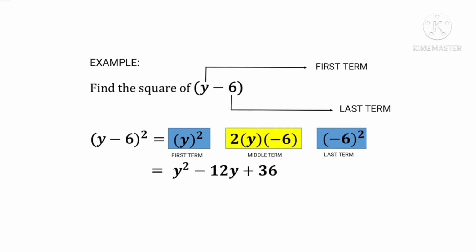Bakit sir naging positive 36 o bakit naging plus 36? Kasi pag nagmumultiply naman tayo ng magkaparehong sign, ang nagiging sign ay positive. So therefore, negative times negative is positive, or negative 6 raised to 2, dalawang negative 6. So negative 6 times negative 6 is positive 36. Therefore, the product of the square of the binomial y minus 6 raised to 2 is equal to y raised to 2 minus 12y plus 36. And ito po yung mga iba pang examples. Ipa-flash ko na lang po, hindi na po ako magbo-voice over.